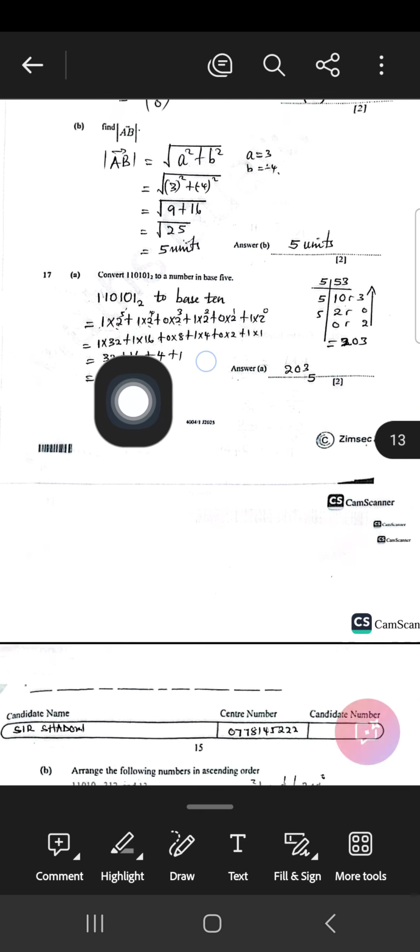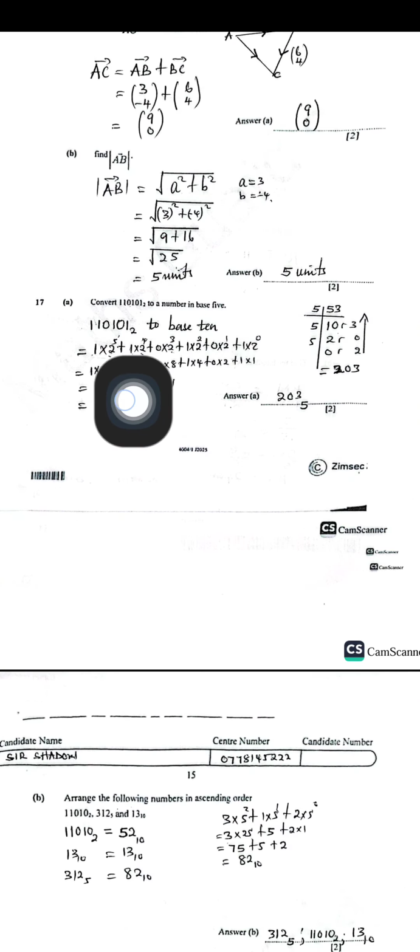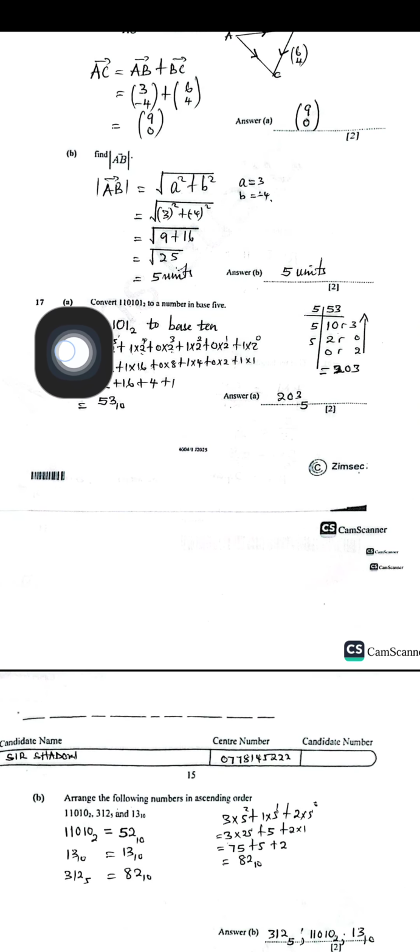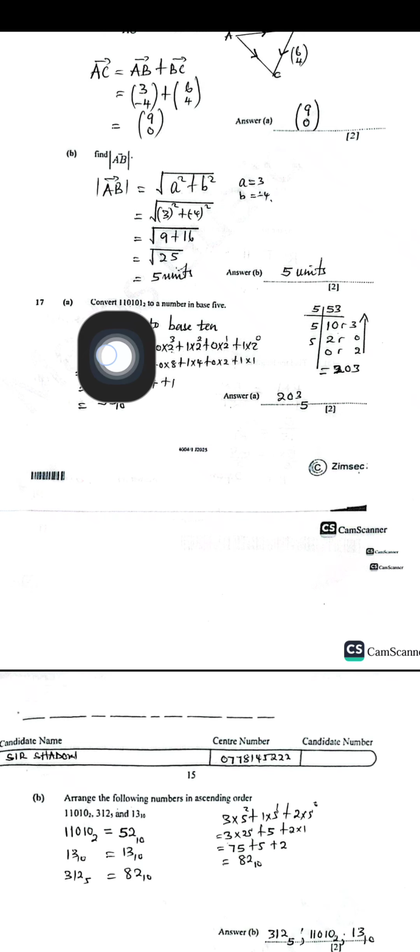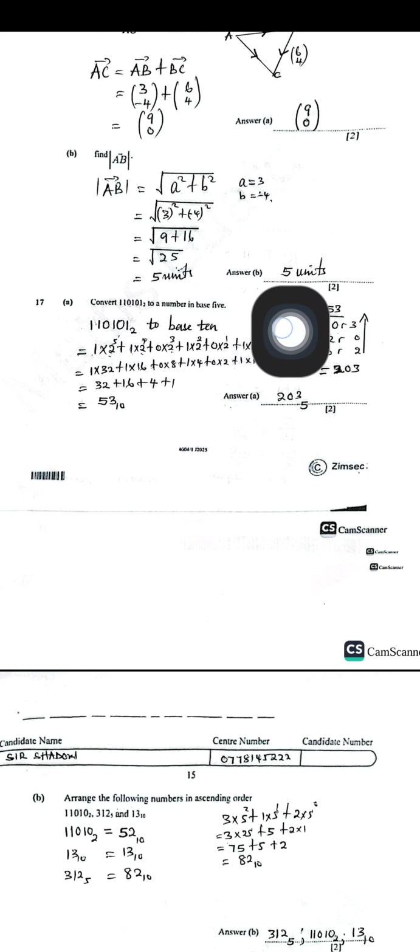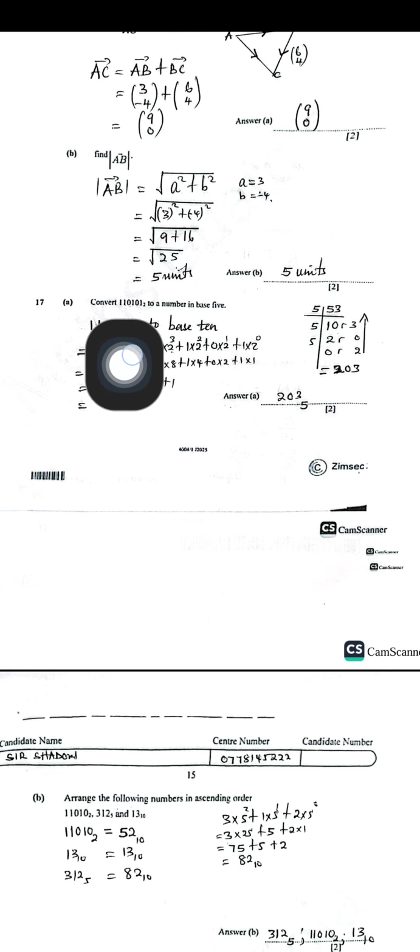Let's move on to another question, which is number 17A. Convert 110101 base 2 to a number in base 5. I want to convert this number from base 2 to base 5.